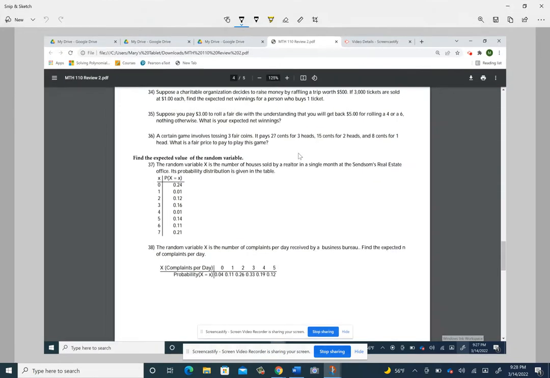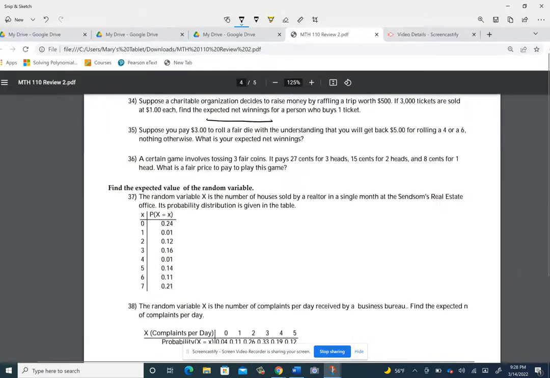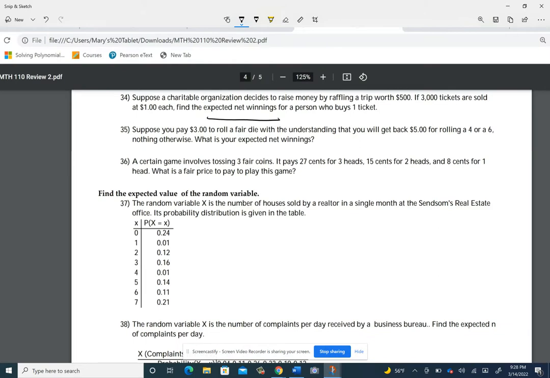Okay, so I may need some more room on a couple of these, but on 34, I think I can squeeze in there. On this one, we need the expected net winnings. They're going to raise money by raffling a trip that's worth $500. 3,000 tickets are sold for $1 each. So the person buying the ticket has a 1 out of 3,000 chance, or a probability of 1 over 3,000, of being a winner. And the winnings are worth 500.